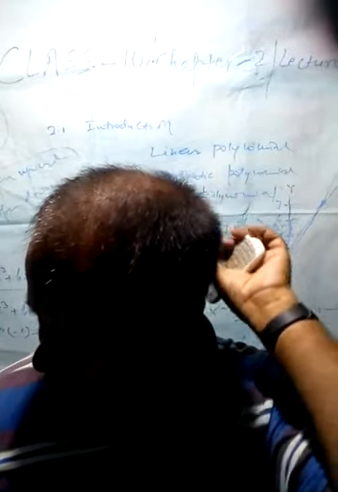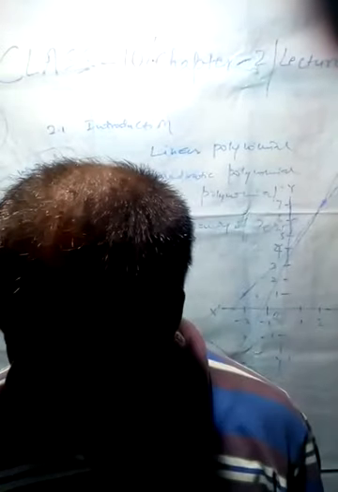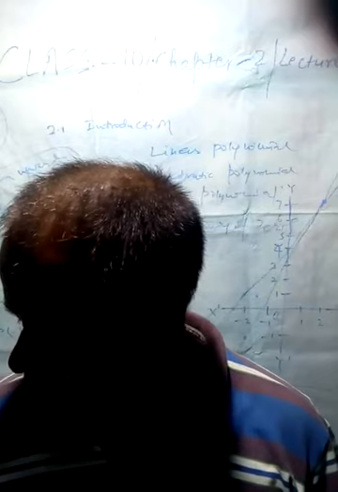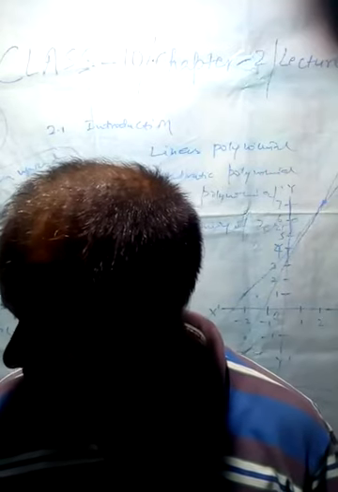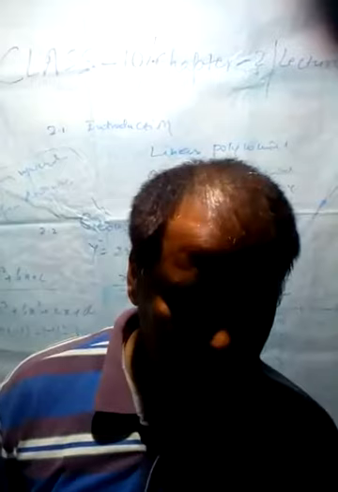Remark: in general, given a polynomial p(x) of degree n, the graph of y is equal to p(x) intersects the x-axis at most n points. Therefore, a polynomial p(x) of degree n has at most n zeros. This remark is very important. You have to remember it, because a 1 mark question is coming in the board exam also.